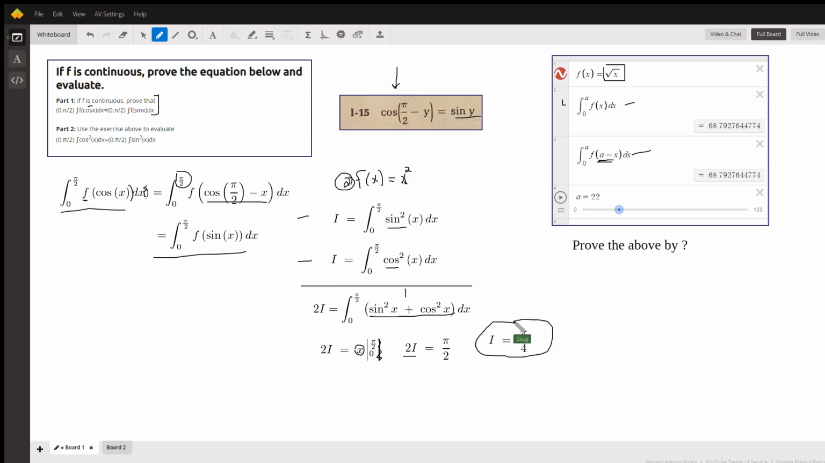Okay, and that is the value of the definite integral from 0 to pi over 2 of sine squared of x or cosine squared of x.